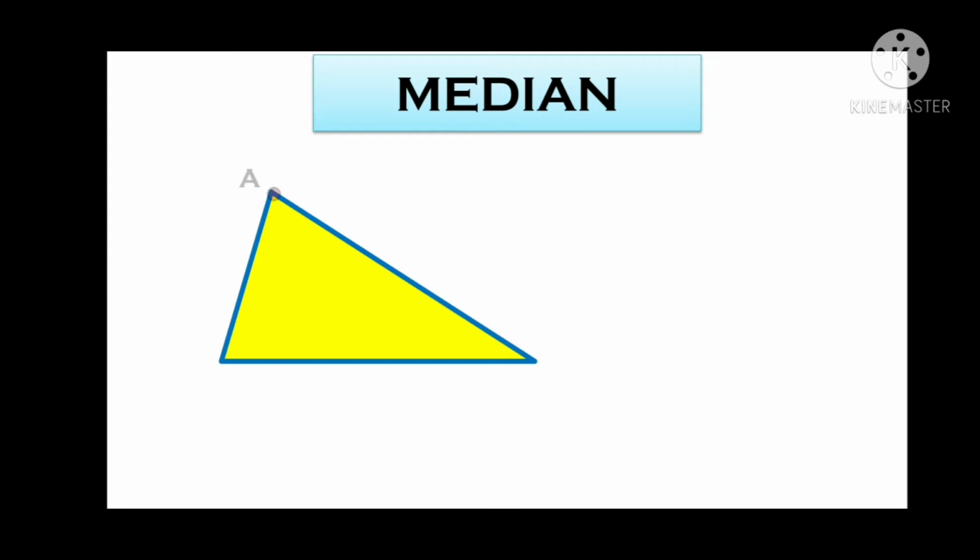Let's consider a triangle ABC. Let D be the midpoint of the side BC. As we say, it is the midpoint, so BD will be equal to CD. So these two line segments will be of equal length. So D is the midpoint of BC.